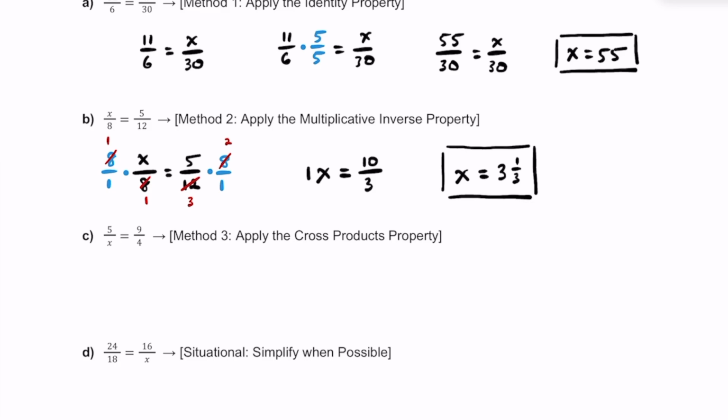Hopefully that makes sense, because 5 is a little bit smaller than half of 12, and if you plug in 3 1/3 right here, that's a little bit less than half of 8, so these ratios are equivalent. All right, cool.